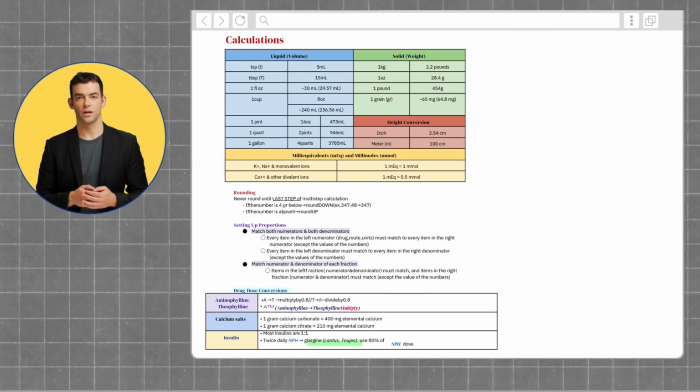Now let's review calculations. Calculations are very important when studying for the NAPLEX exam. It's very important that you review calculations on a daily basis, since calculations are the one part of the exam in which you will be able to anticipate what they will ask you. It is very important to review calculations daily, so that when you come to take the exam, you can answer calculation questions quickly, which gives you more time to answer the other questions.